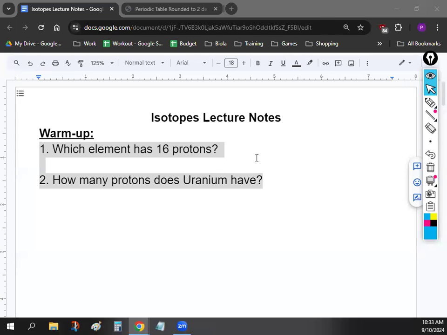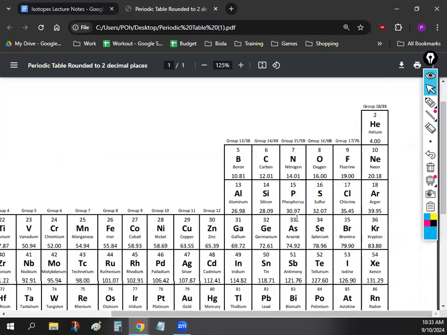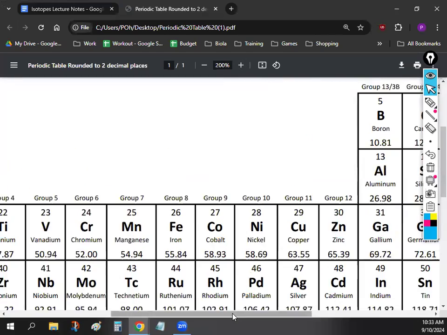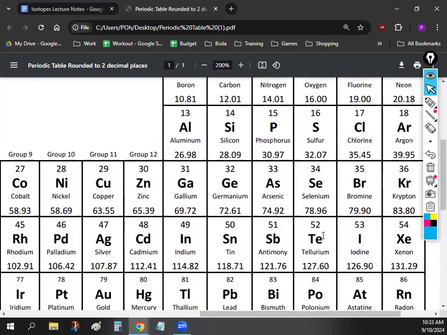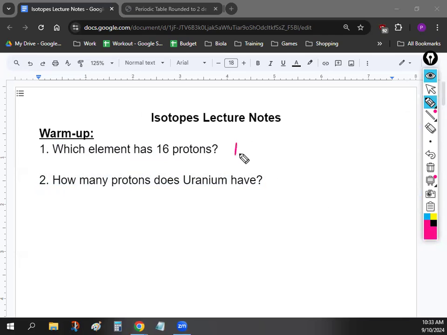All right, so which element has 16 protons? Pretty easy. Protons are the number on top of the box. So we just look for the element that has 16 on top of the box, and that's going to be S for sulfur. So for number 1 on your notes, just make sure you put S for sulfur. Okay, if you wrote the full name, that's fine. But again, you can always just write the element.